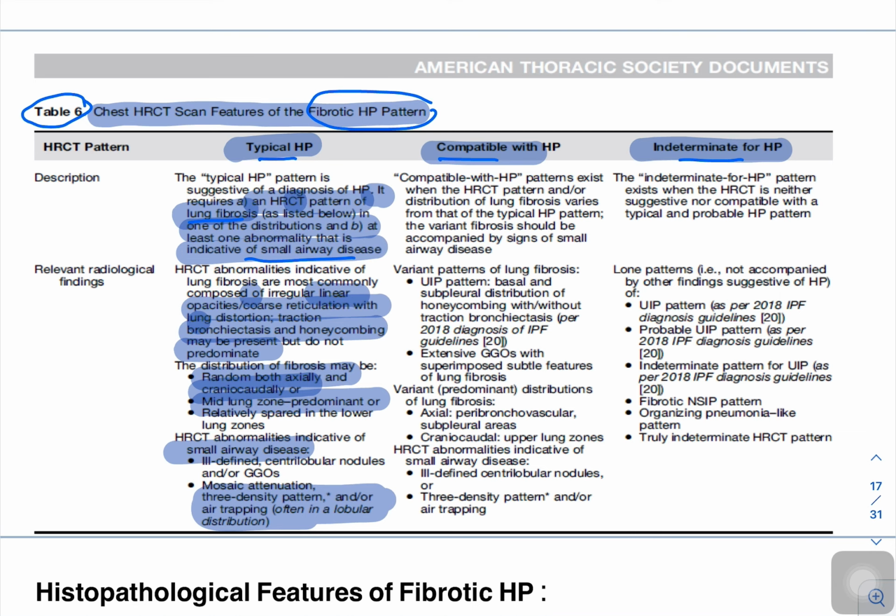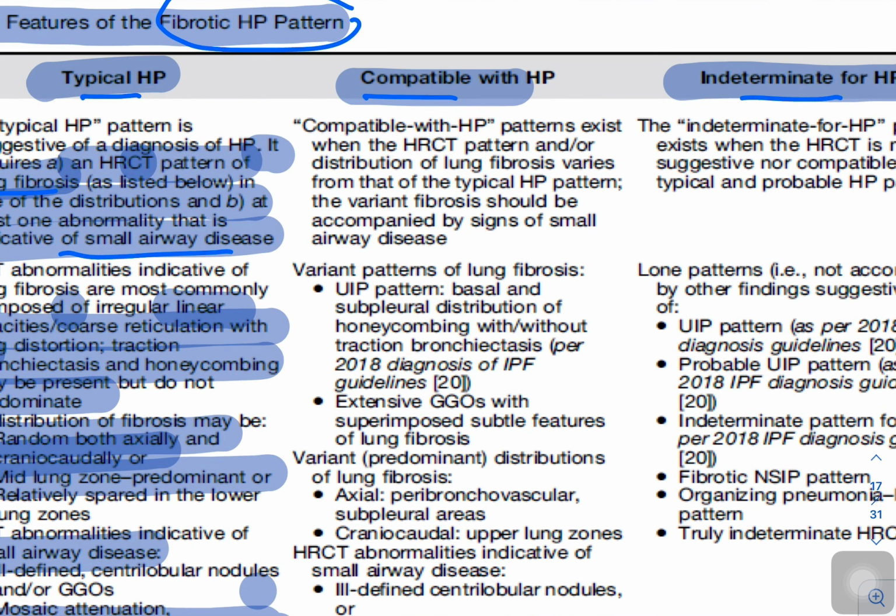So HRCT indicative of small airway disease, as we previously mentioned, shows ill-defined centrilobular nodules and/or ground glass, and mosaic attenuation, three density pattern, or air trapping, often in lobular distribution. So we know the three density pattern is the head cheese sign. Now, compatible with HP.